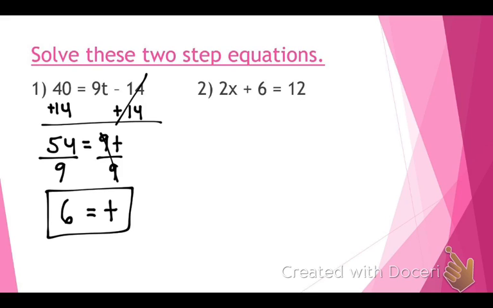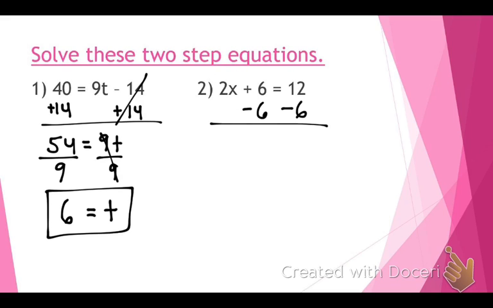Who did number 2 and thinks they know the answer? Kyla, help us out. What should we do? Minus 6. Good job. We're going to subtract 6 from both sides. Okay, there's two things there. We were trying to get rid of that 2 and the plus 6. You always get rid of add or subtract first, and then you always would keep that multiply or divide till the end because they stick together like best friends.